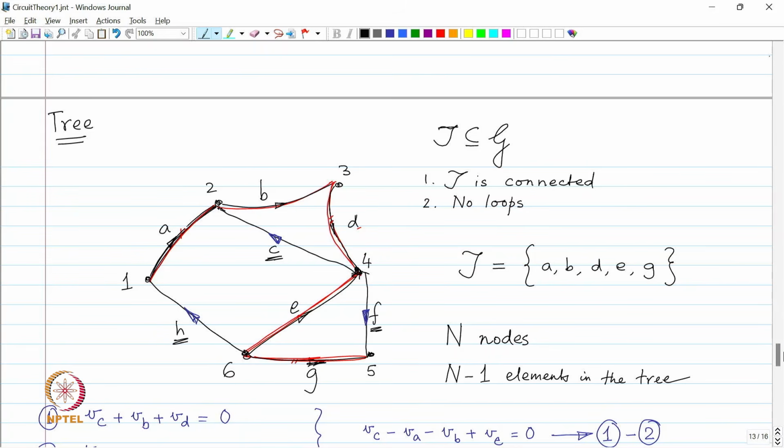Okay. For example, H, C and D could form a cut set, or for example, B, C, E, G could form a cut set, correct. So, there are many cut sets like this. So, you could cut any which way, you could draw your cut like this, you could draw your cut like this, whichever way you want to cut it.